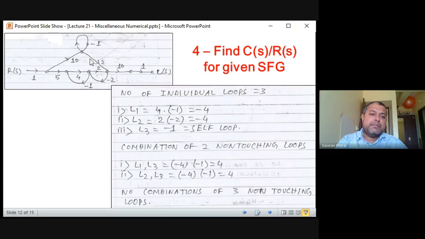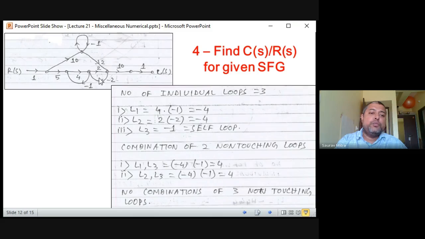Then 2 and 3, I think. L2 is 2 into minus 2, L3 is minus 1. So this 2 and 3 are non-touching. So how much is the gain of multiplication? 2 into minus 2 into minus 1, this is also equal to 4.